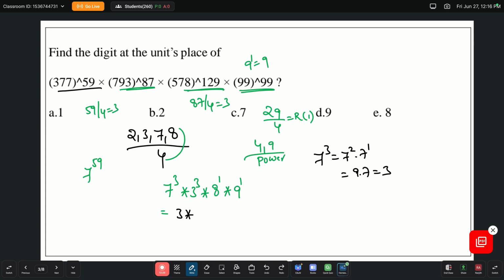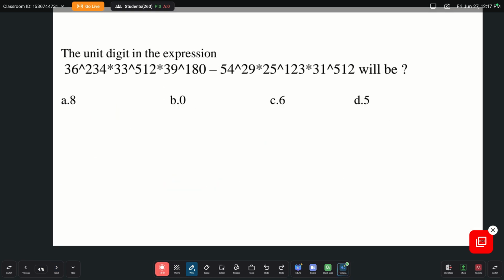9 power 1. 7 cube. What is the value of 7 cube? If you don't know the 7 cube value directly, 7 cube equal to 7 square into 7 power 1. 7 square into 9. 9 into 7 equal to 63. Out of 63, 3 is the units place. Again 3 cube. 3 square into 3 power 1. 3 square into 9. 9 into 3 will be equal to 7.